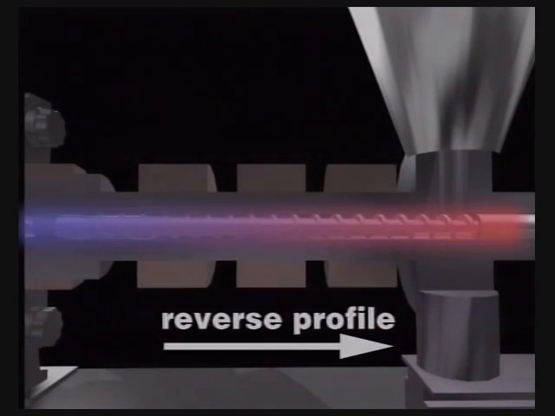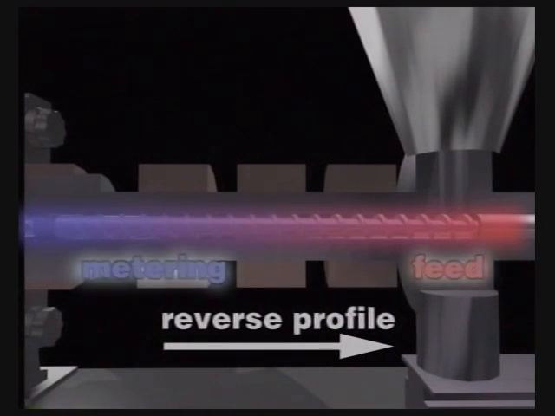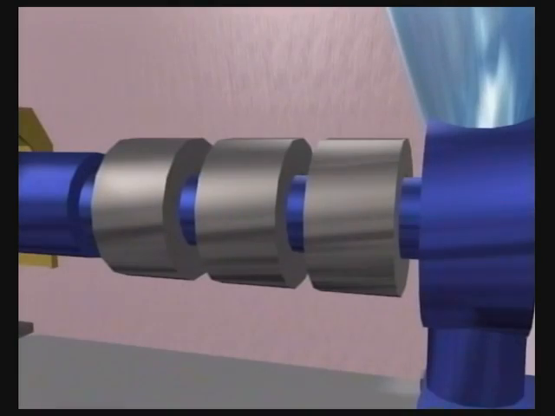A reverse profile may be used for materials which have a tendency to drool, such as nylon. In a reverse profile, the lowest temperature is in the metering zone and the highest in the feed zone. The barrel temperatures will be lower than the actual melt temperatures of the plastic.